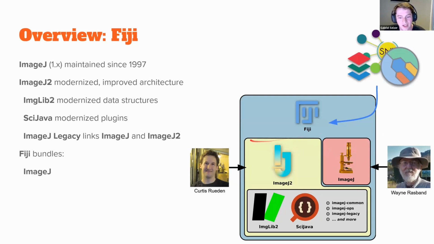And Fiji bundles all of these things up. It bundles the original ImageJ, it bundles ImageJ2, and it also bundles all of these plugins like Bio-Formats and TrackMate and SNT and many, many more. So Fiji has all of this functionality, which has been developed for decades, a really established application. That's the first application we're talking about today.